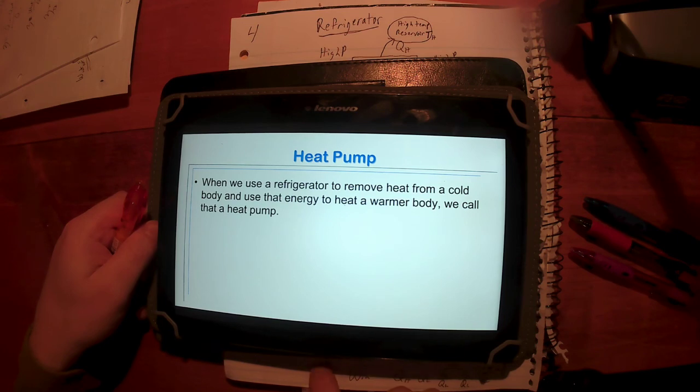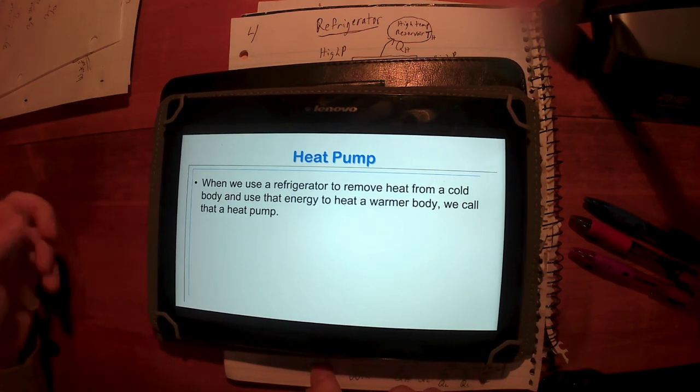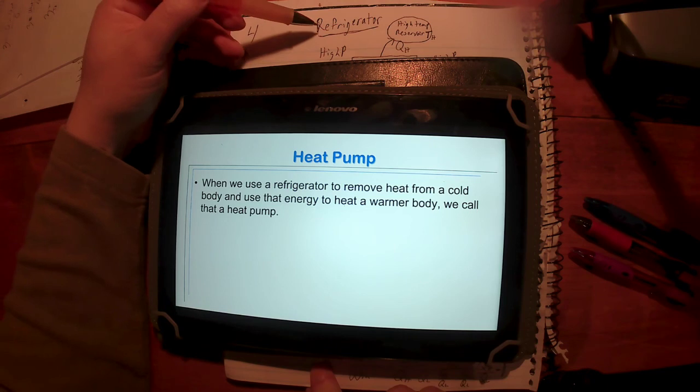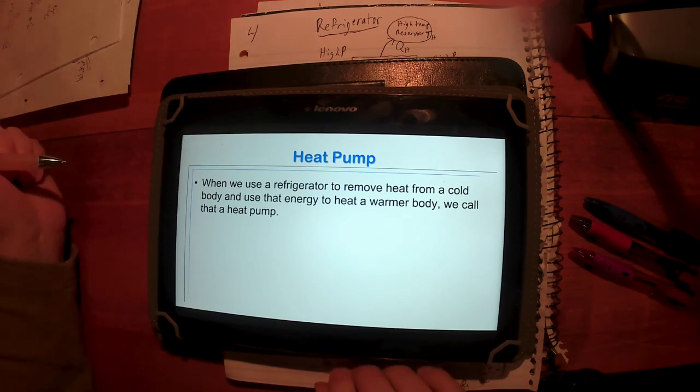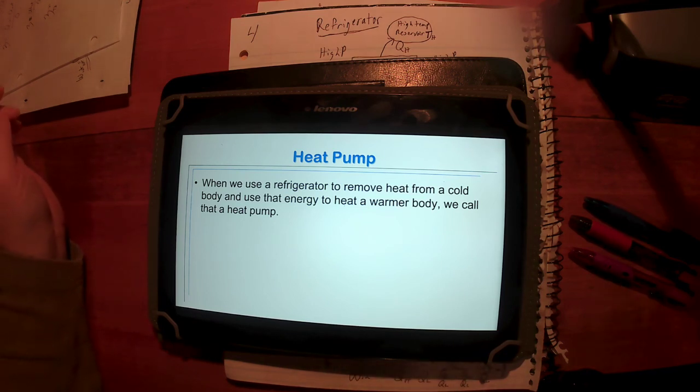Now, let's talk about a third device. So 2 devices so far. We've talked about an engine. We've talked about a refrigerator. Let's talk about a third device. That's a heat pump. Now, here's the idea of a heat pump.